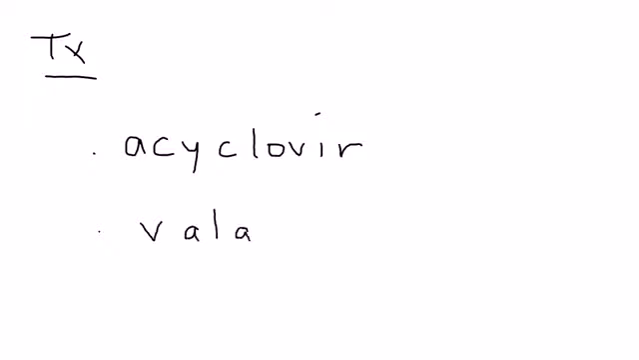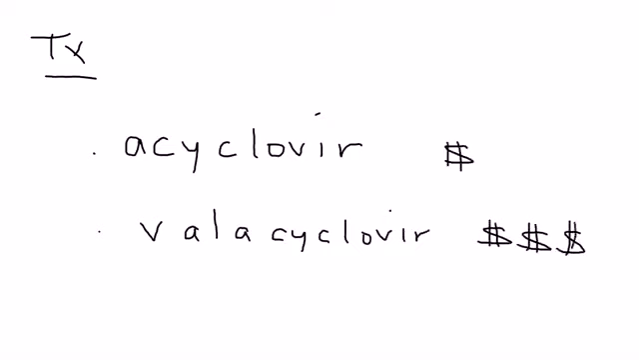So treatment, well, the good news is that for all types of herpes, the treatment is essentially the same drugs. Acyclovir is by far the most common, and then valacyclovir is also used. Valacyclovir is more expensive. I'll draw $2 signs here and $1 sign. Actually, let's draw 3. It's quite expensive. These are antiviral drugs, and they all tend to end in vir, just in case you're wondering.